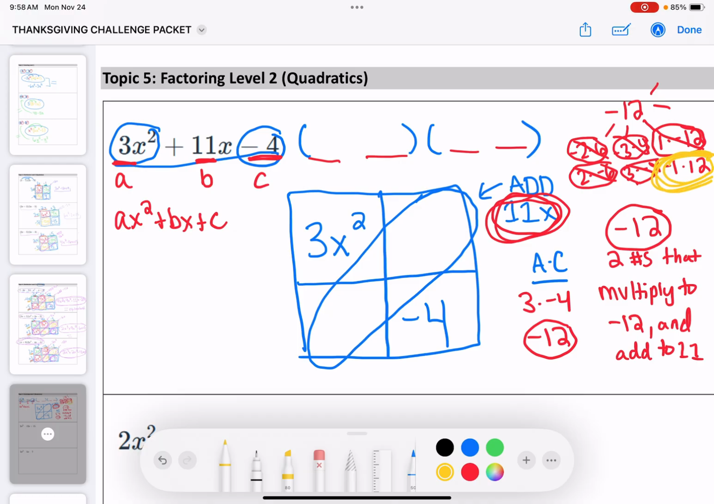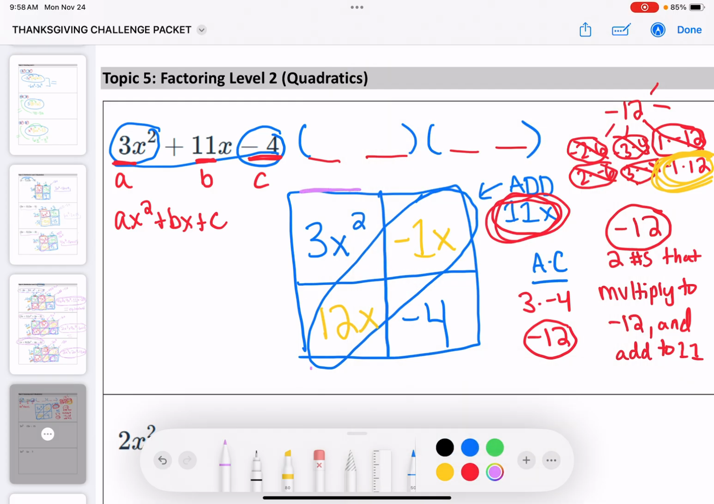I like this step because it's kind of like a puzzle. Again, you're just doing mental math, or you can use your calculator if you need, but you're trying to figure out those two numbers that are going to multiply to be ac and add to 11. So I'm going to put them into my box as negative 1x and positive 12x. So this is what my box looked like. We're literally just reverse engineering our process.